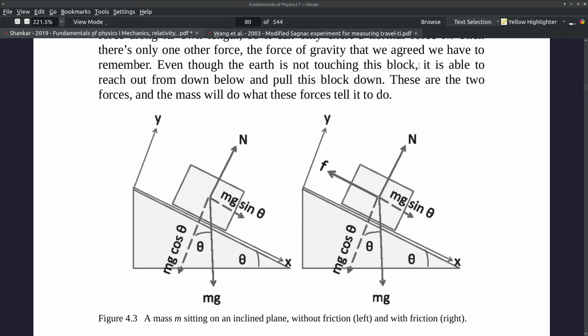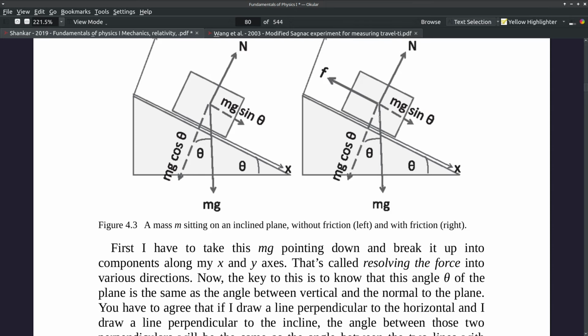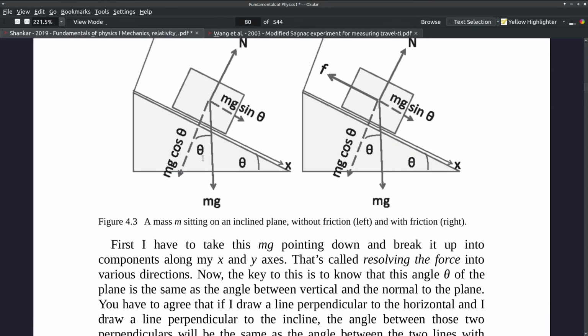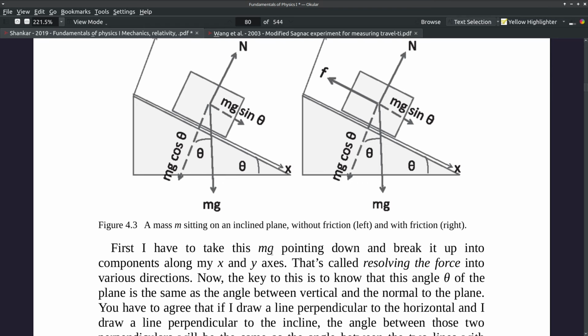All right, here we go then. Even though the Earth is not touching this block, it is able to reach out from down below and pull this block down. These are the two forces, and the mass will do what these forces tell it to do. First, I have to take this mg pointing down and break it up into components along my x and y axes. That's called resolving the force into various directions.